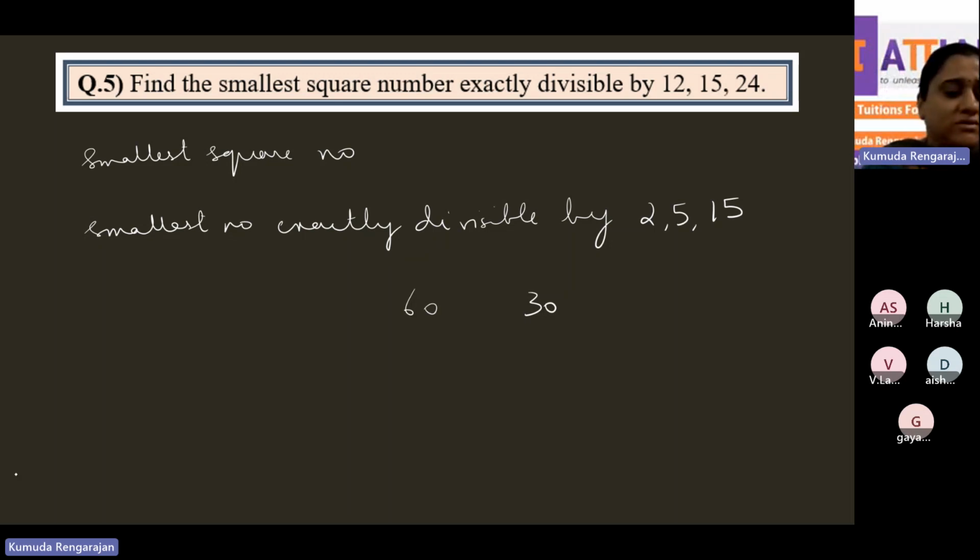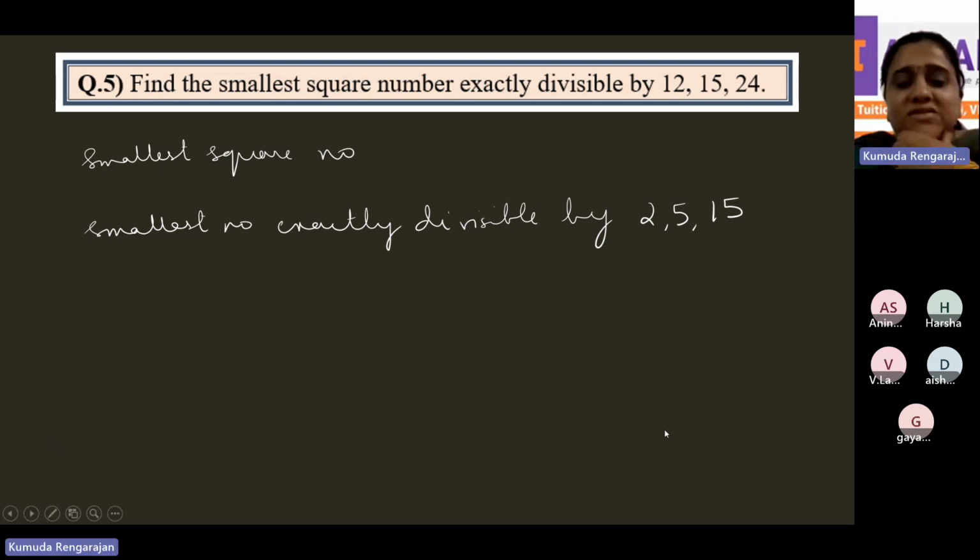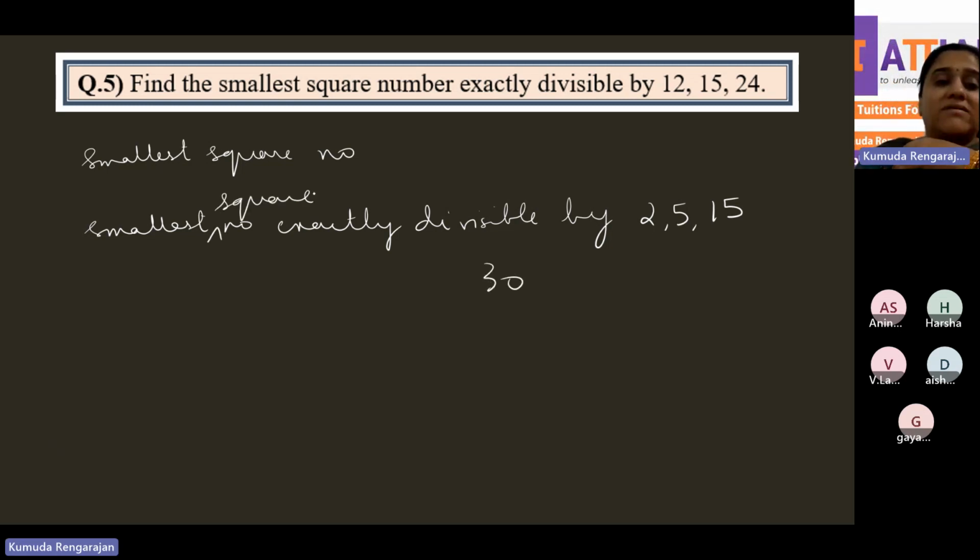Now, online students, am I clear? The smallest number exactly divisible by 2, 5, and 15 is the LCM of 2, 5, and 15, which is 30. Now the question is, what is the smallest square number?